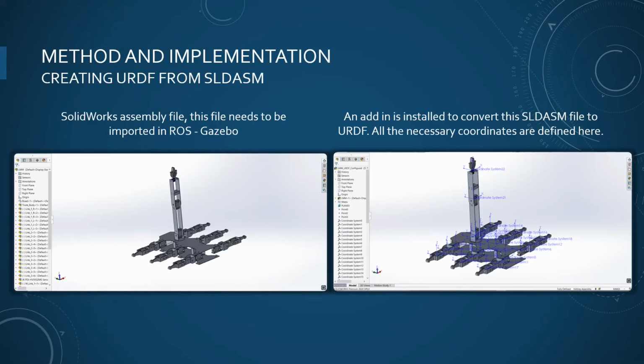Now explaining the method and implementation. The first part is to create URDF from SLDASM. The SolidWorks assembly file opened is shown here. This file needs to be imported in ROS Gazebo. All the necessary coordinates which are defined earlier for all the joints are marked here and this is then exported to a URDF file using an add-in in SolidWorks.